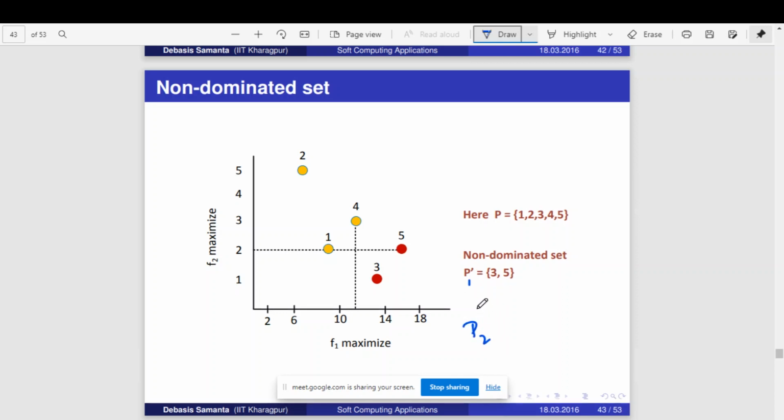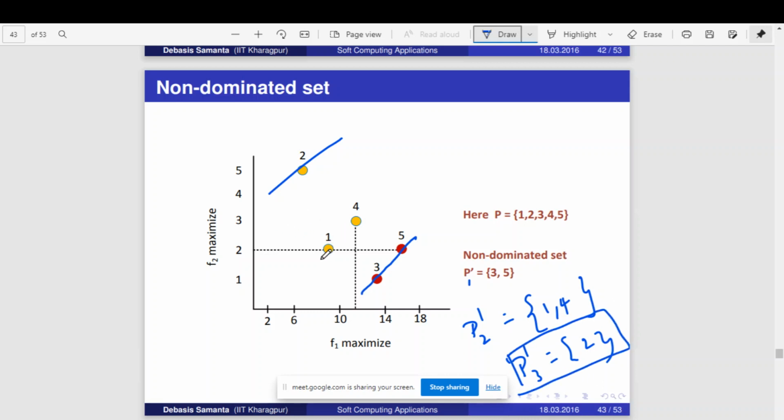Can you tell some other set like this? What would be P2 dash? Is there any other non-dominated set? This is one set, right? Is there any other such set? 1 and 4 is also a non-dominated set. Is there any other? This also you can consider, even though this set contains only one element. Are you getting it? Yeah, that is true. We can ignore this, but it is just for understanding.